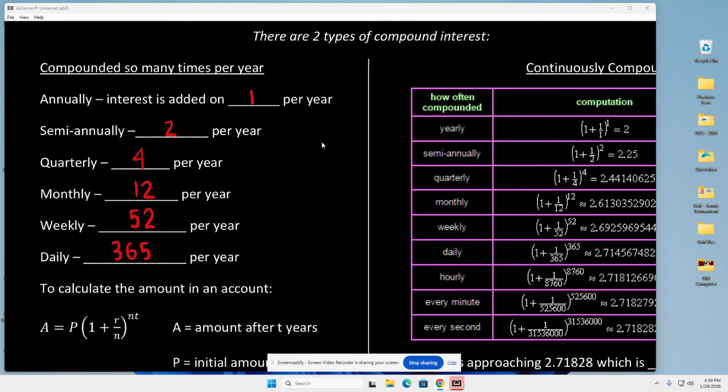Now, if you don't know these numbers, if you don't know that there's 4 quarters in a year, 12 months in a year, 52 weeks in a year, 365 days in a year, I would recommend that you memorize these, okay? You need to know what the numbers are when you see these words. But also, when you see these words attached to compounded, so it's going to say, hey, your money is compounded, and it's going to say one of these words.